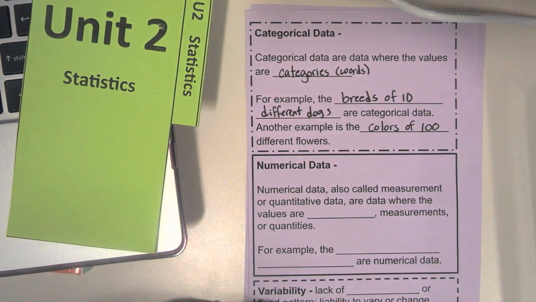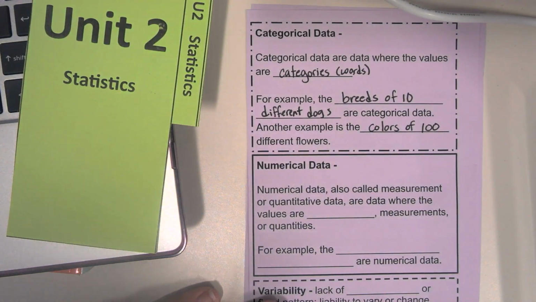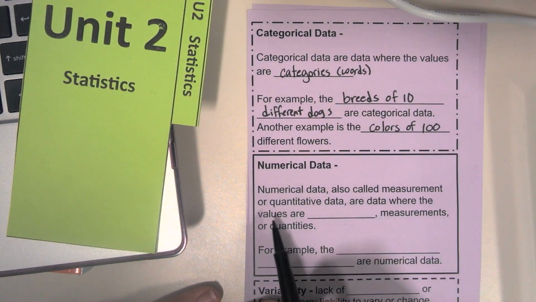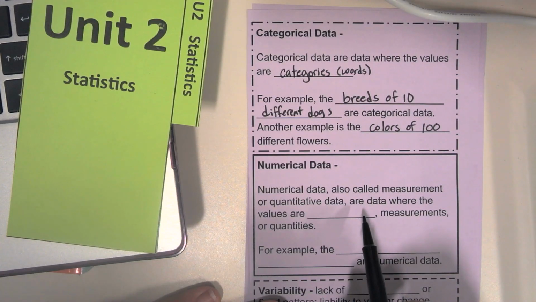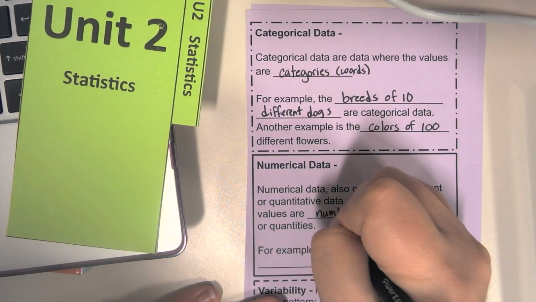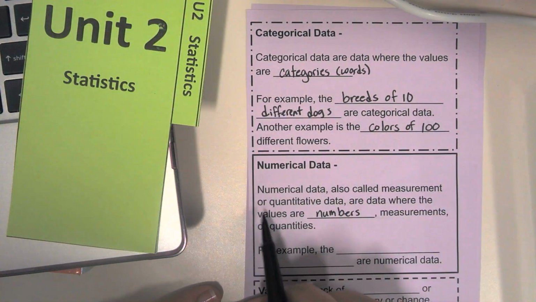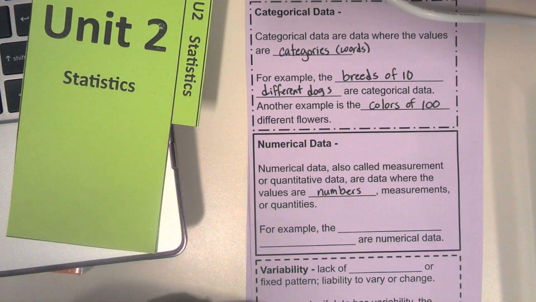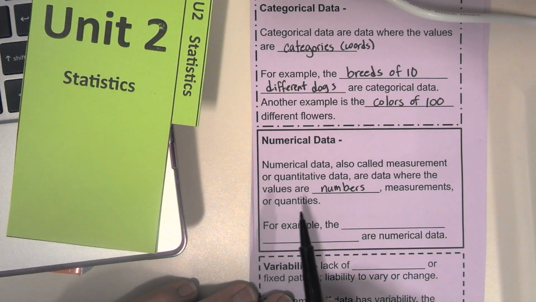If you're listing out the colors, they are categories or words, so that would be categorical data. For numerical data, that's also called measurement or quantitative data. They're data where the values are numbers. You can almost see the word number in the word numerical. The data values are going to be numbers, measurements, or quantities.